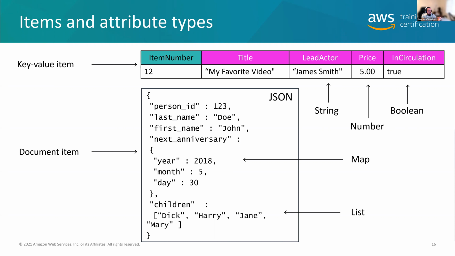Notice here that they've got a map in the document item. They've got a list in the document item. That can all be stored inside of DynamoDB.